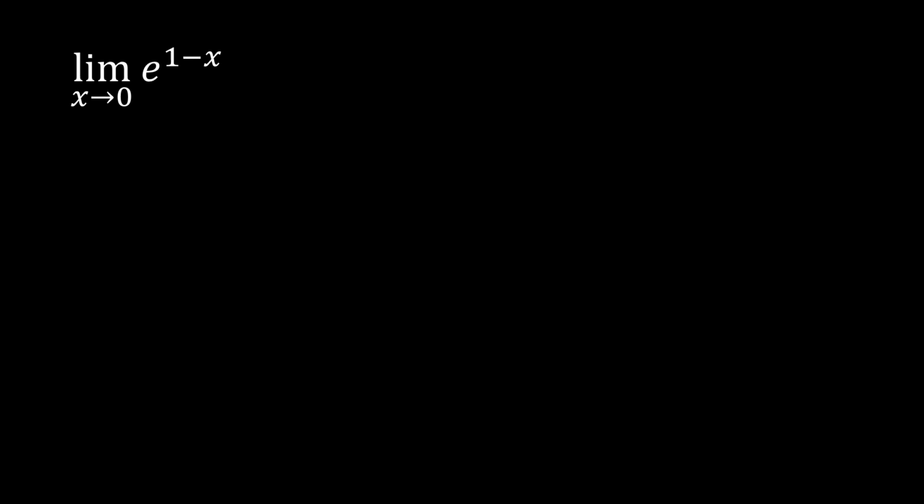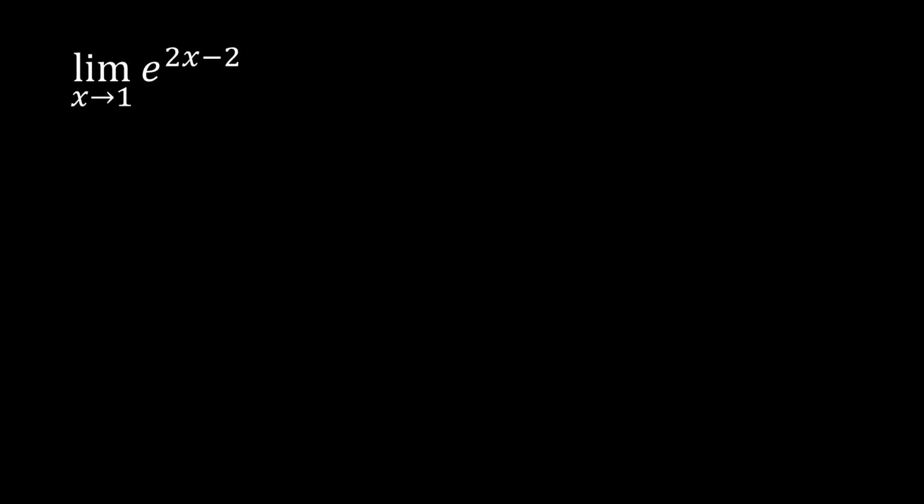Next one, we have a limit of e to the power of 1 minus x as x approaches 0. All we have to do is plug in. We have e to the power of 1 minus x. Replace that with the approach value, which is 0. This is now equal to e to the power of 1. And once you've got an exponent of 1, you don't need to write that 1. So we have an answer here, which is e.